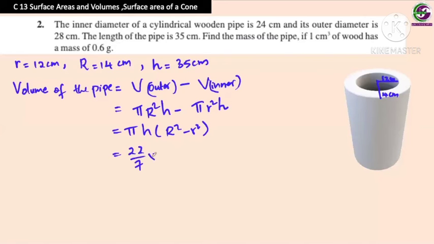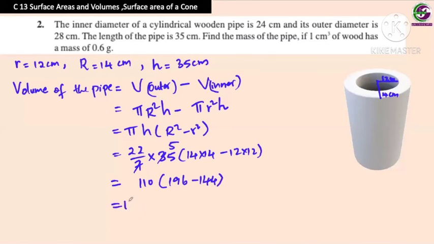So 22 by 7 times height is 35 multiplied by capital R is 14 times 14 minus 12 times 12, which is equal to 110 multiplied by 196 minus 144, which is 110 times 52, which is 5,720 centimeter cube because it is volume. And now we have to continue because finding the volume is not the question. The question is to find the mass of the pipe.